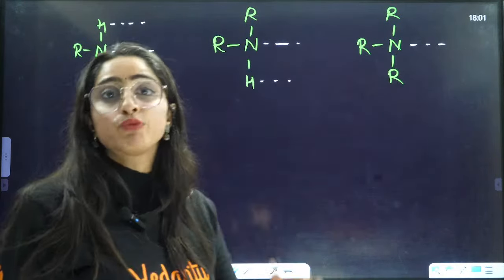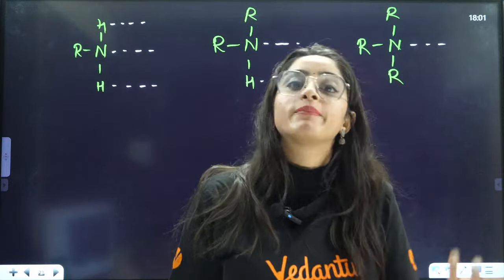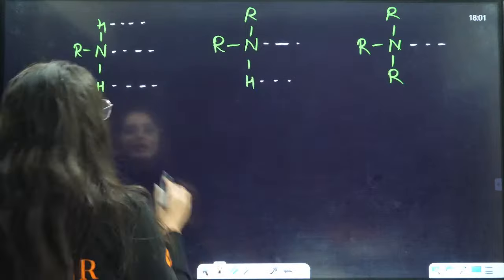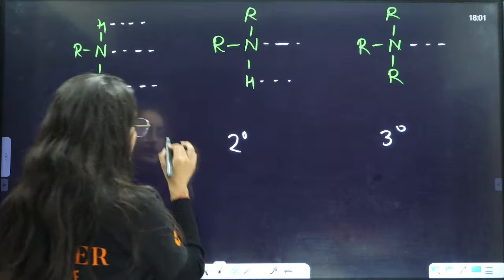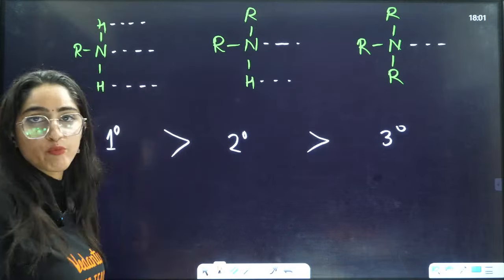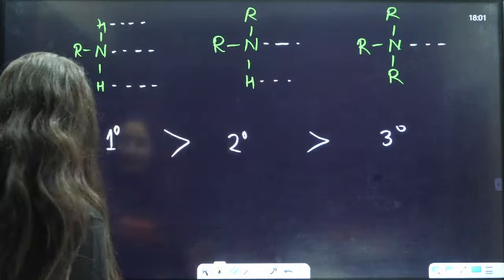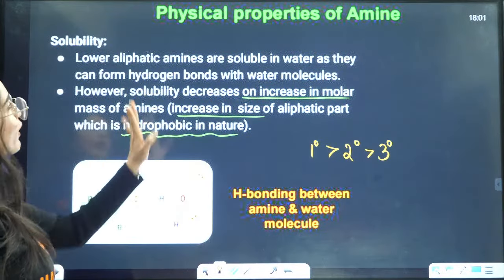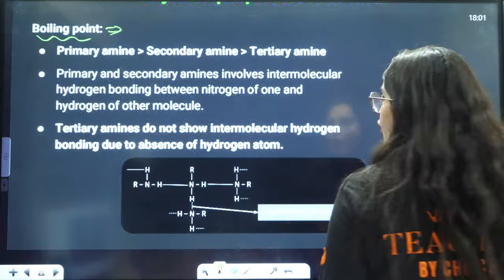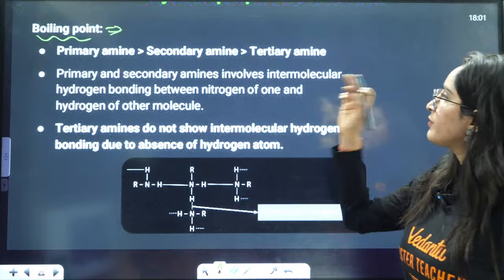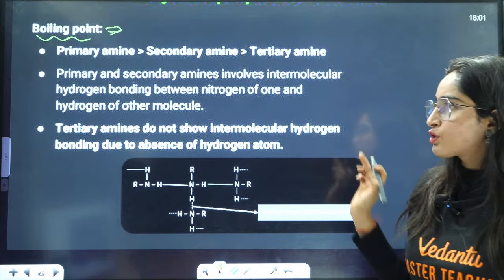We know that more is the hydrogen bonding, more is the interaction, so more will be the boiling point. That is why this is 1 degree, this is 2 degree, that is 3 degree. That is why 1 degree has more boiling point as compared to 2 degree, as compared to 3 degree. And hence this is the order of the boiling point that you have, right? So primary and secondary involve intermolecular hydrogen bonding between nitrogen of one and hydrogen of the other.